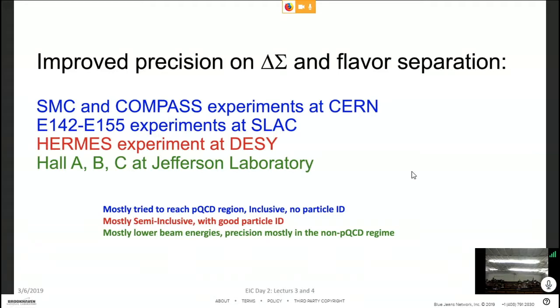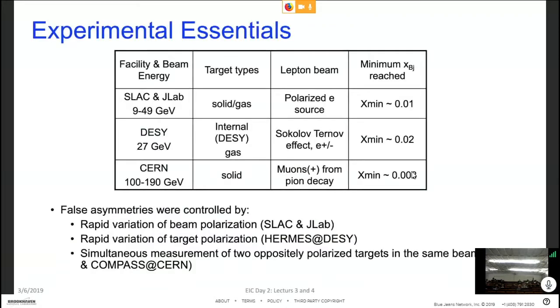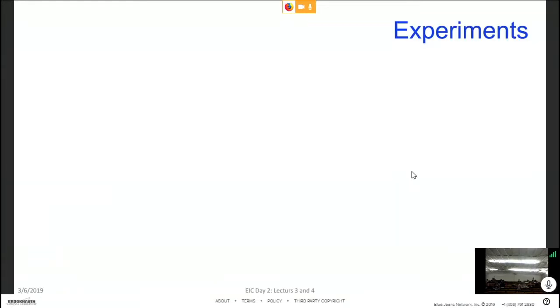The high x part is less important, but we will measure it anyway. So a lot of experiments were launched, primarily to reduce the uncertainty on delta sigma from 1.7 to a smaller number, on 2 different continents. At DESY in Europe, the HERMES experiment was launched. Experiments at SLAC and Jefferson Lab were launched, and the CERN experiment was also launched. SMC made measurements very precisely and then was followed up with COMPASS.